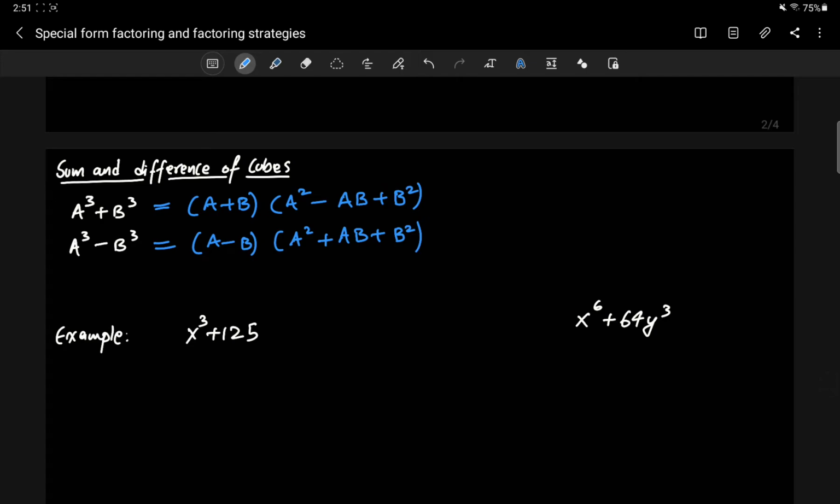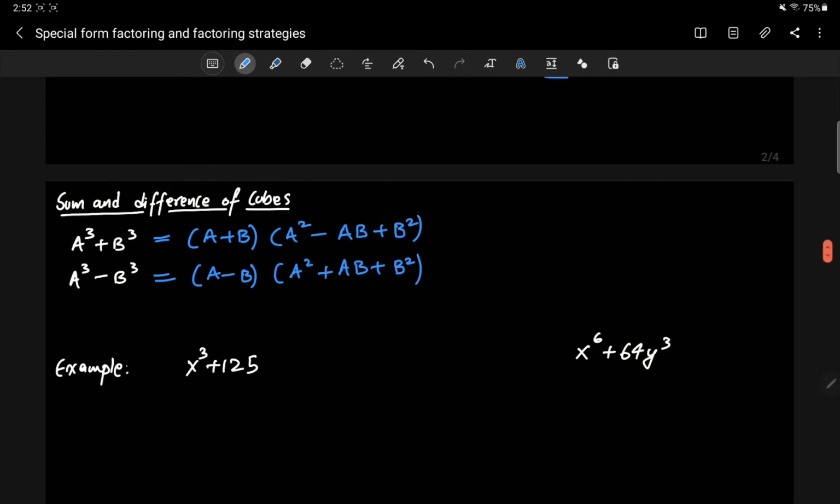Okay, so the difference comes about from where this negative is.